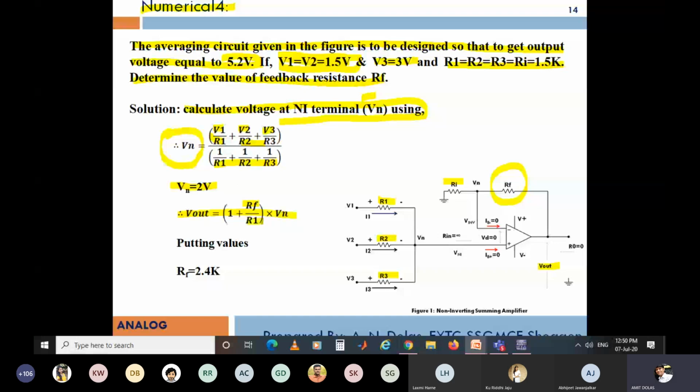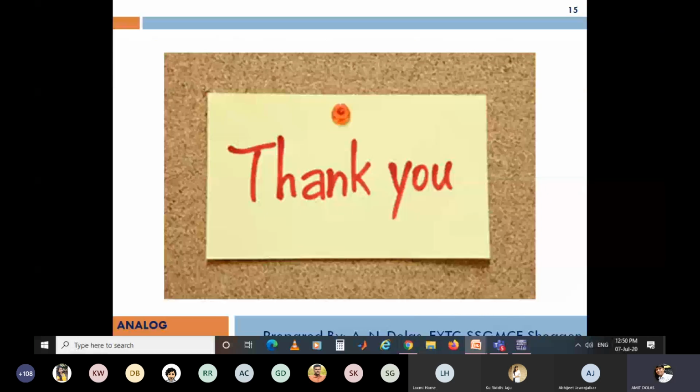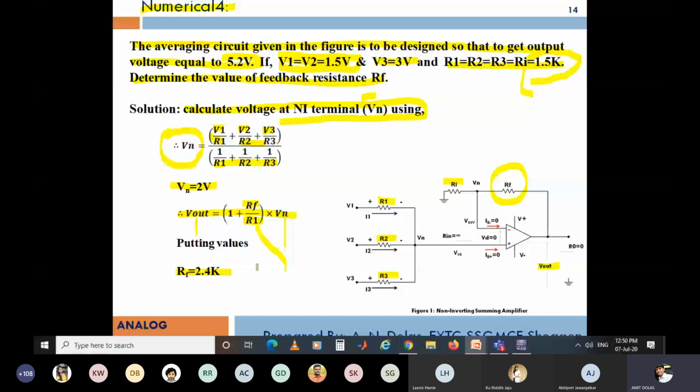This is Ri, okay? By mistake I wrote R1. It happens. So Vout is equal to 1 plus Rf upon Ri into Vn, which is the node voltage at the non-inverting terminal. Putting all values, that is Vout equal to 5.2, Vn equal to 2 volt, value of Ri is 1.5K, and after calculating for RF it comes 2.4K. RF comes 2.4K. So this is how we can solve such a problem.